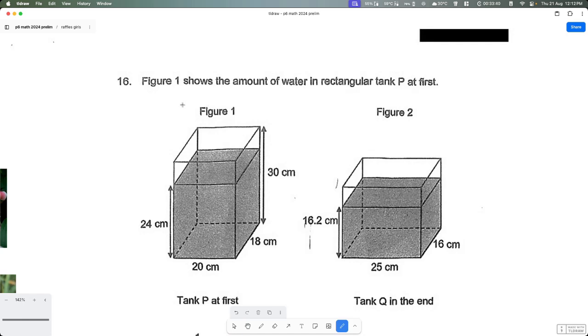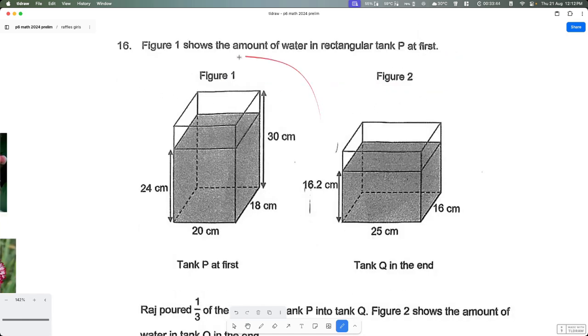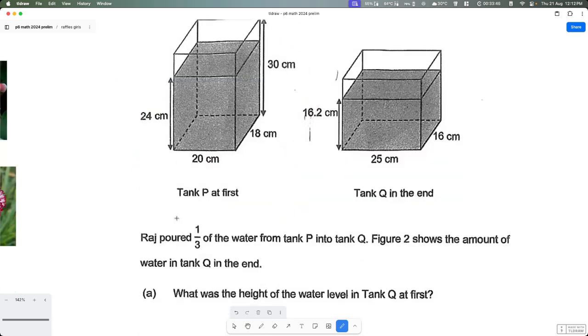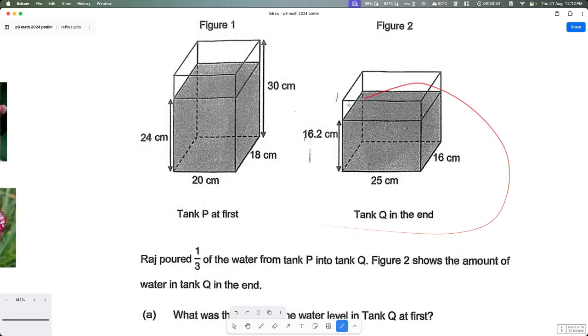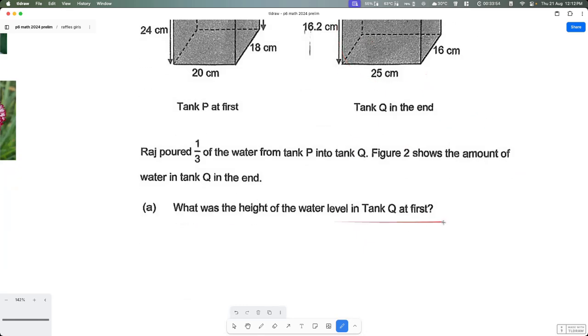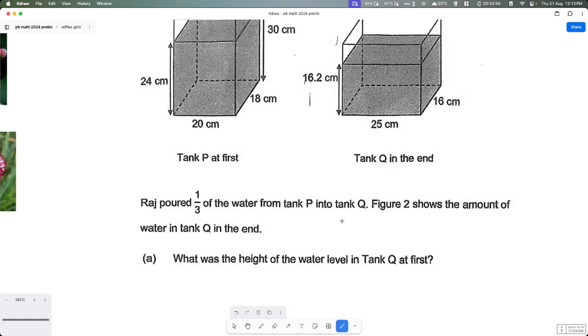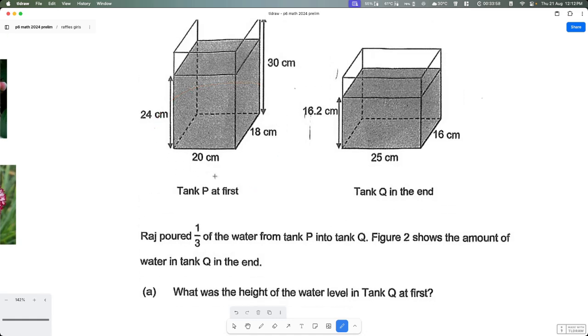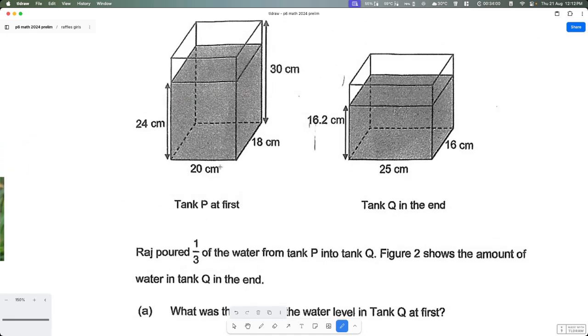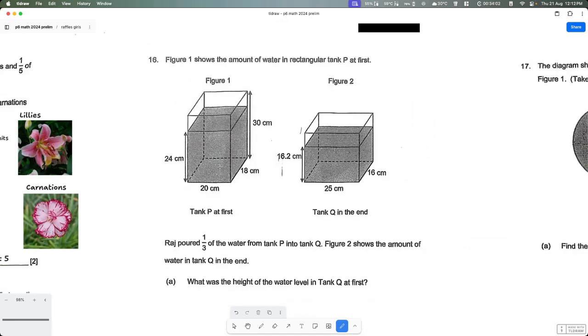All right, question 16. Figure 1 shows the amount of water in rectangular tank P at first. Raj poured 1/3 of the water from tank P into tank Q. Figure 2 shows the amount of water in tank Q in the end. What was the height of the water level in tank Q at first? So we want to get the water in tank P at first, right?